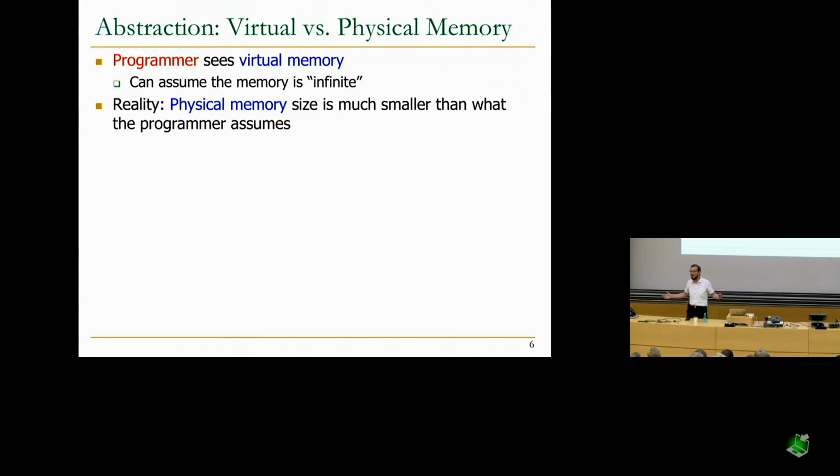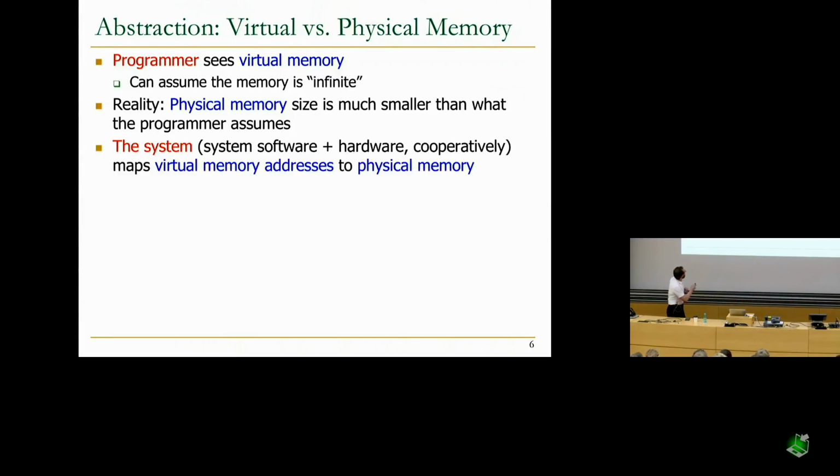And these programs still run without any problem. So that abstraction is really powerful, and that's the virtual memory abstraction. Despite this reality, somebody ensures that the abstraction holds and works correctly, and that somebody is the system software and the hardware cooperatively. They map virtual memory addresses to physical memory and ensure that the data is in physical memory when it's needed by the program. And that's the virtual to physical translation that happens.